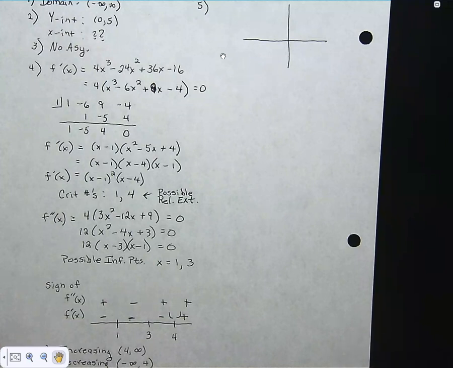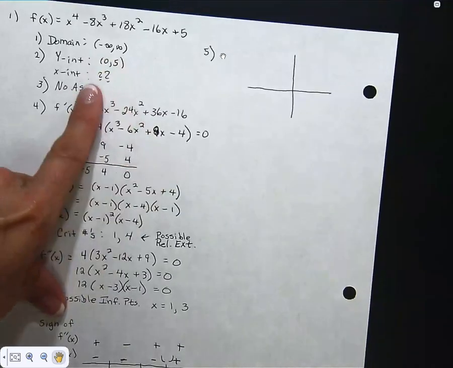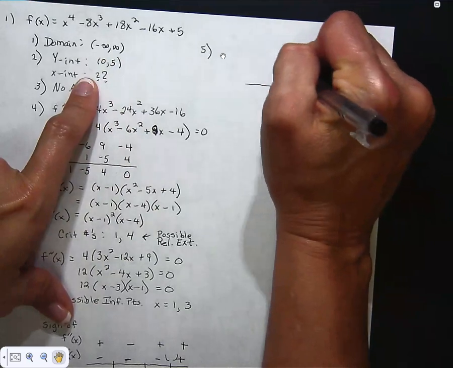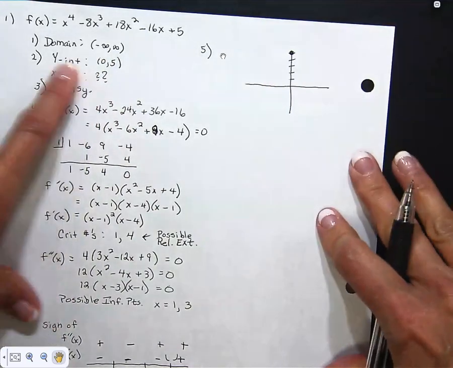Okay. If I had any asymptotes, I would graph those first. I don't. If I have any specific points, I will graph those next. Where are my specific points starting at the top? My y-intercept is 5. What's the next point you see?